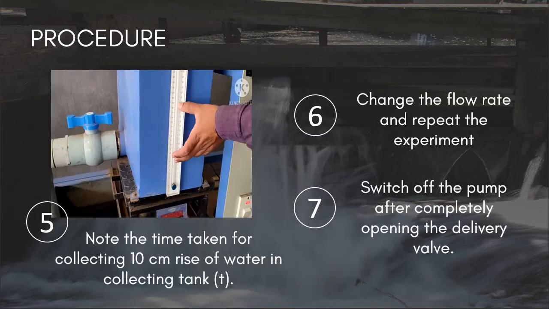For step number 5, note the time taken for collecting a 10 cm rise of water in the collecting tank. Step number 6, change the flow rate and then repeat the experiment. Last step is switch off the pump after completely opening the delivery valve.